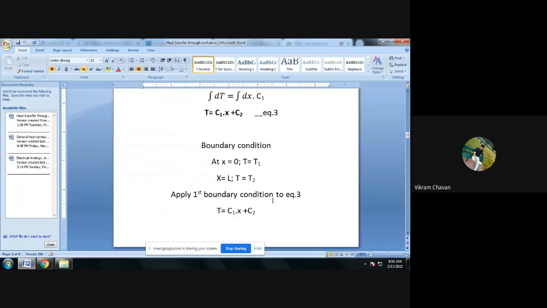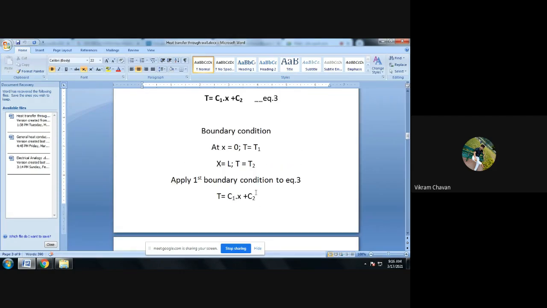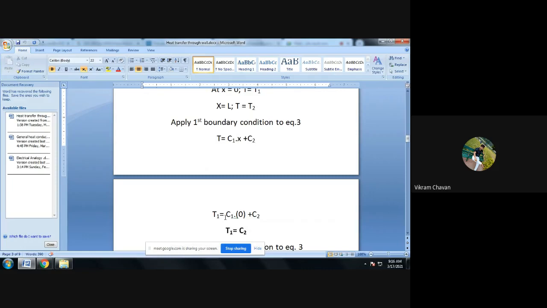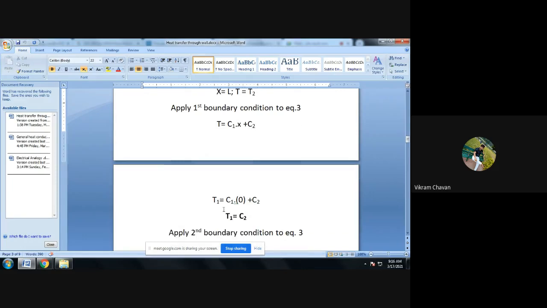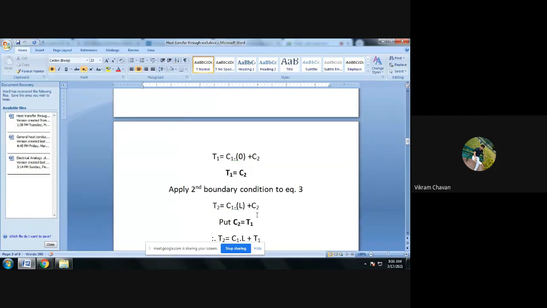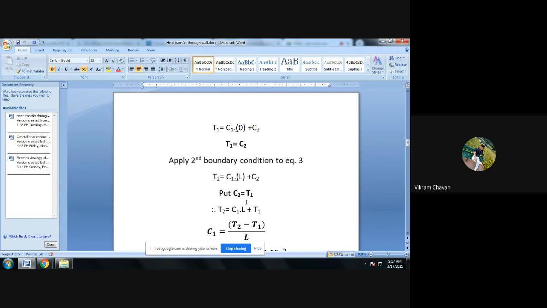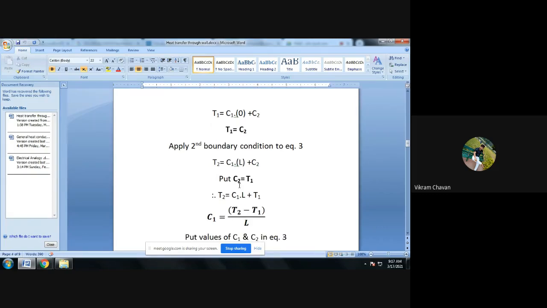So, applying the first boundary condition: T = C1 x + C2 is our equation number 3. In that we put the values of the first boundary condition. When x = 0, T becomes T1, so we get T1 = C2. Then apply the second: when x = L, T becomes T2. So T2 = C1 L + C2, where we know the value of C2. So just put the value of C2 as T1 in this equation. We will get T2 = C1 L + T1.